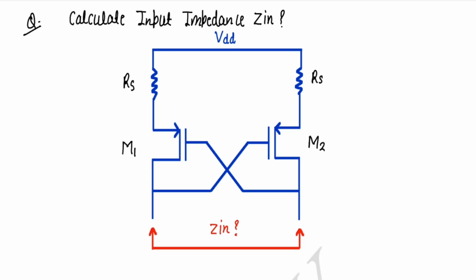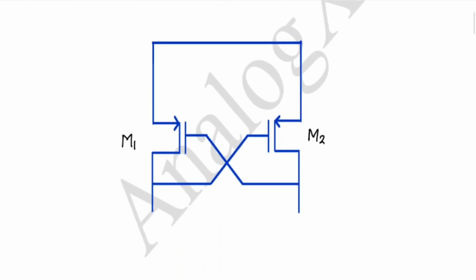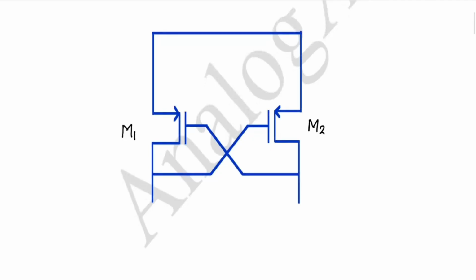Hello everyone. So in this video we will calculate the input impedance of a cross coupled source degenerated MOSFET circuit. First we will solve without RS, and then after analyzing without degeneration we will come back to the degenerated one. For that I have copied the same circuit without RS. So let's calculate the input impedance of this circuit.